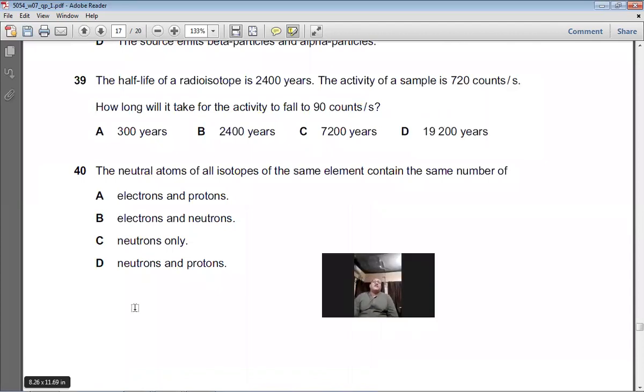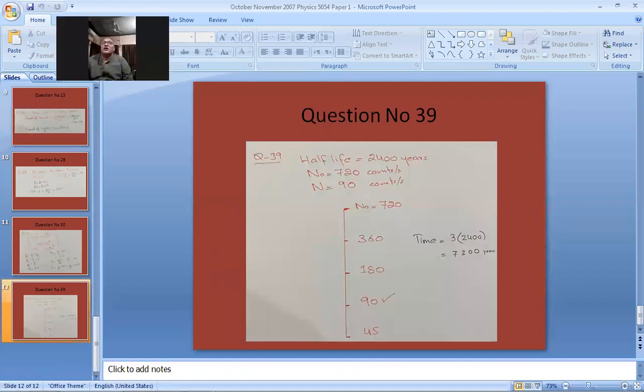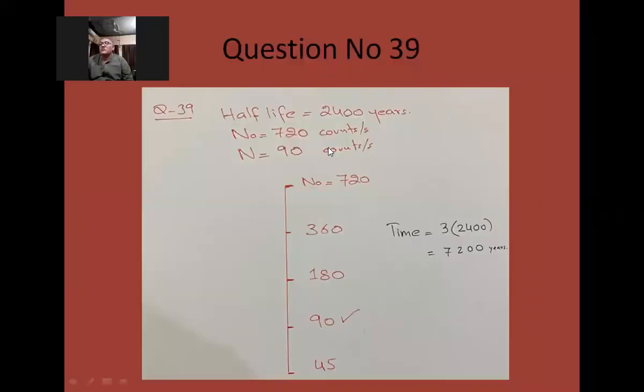The half-life of a radioisotope is 2400 years. The activity of a sample is 720 counts per second. How long will it take for the activity to fall to 90 counts per second? So let me show you how I have done this. The half-life is 2400 years. Then the count rate is 720 counts per second, and at the end, the counts will be 90.